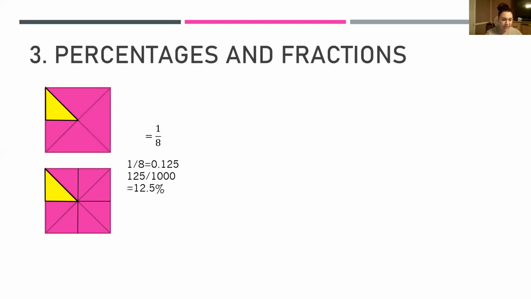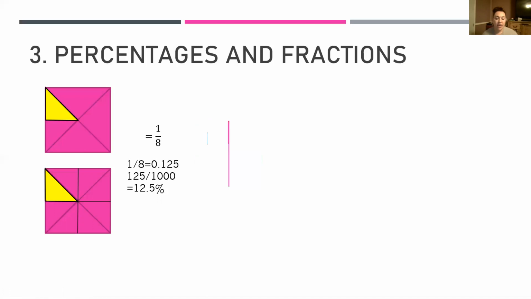So as you can see, the triangle is 1, 2, 3, 4, 5, 6, 7, and 8. It is one of 8 pieces. So 1 divided by 8 equals 0.125. And then to find your percentage, you count how many decimal places there are after the decimal. So there's 3. So you do 125 divided by 1,000. And then that will give you 12.5%. So that is how much that small triangle takes up of the one whole piece.